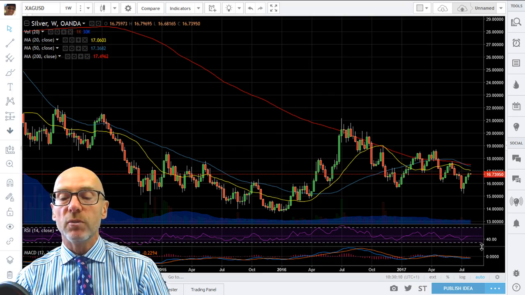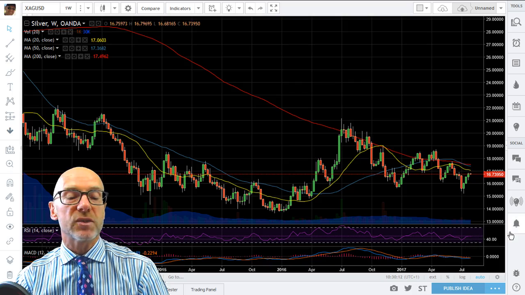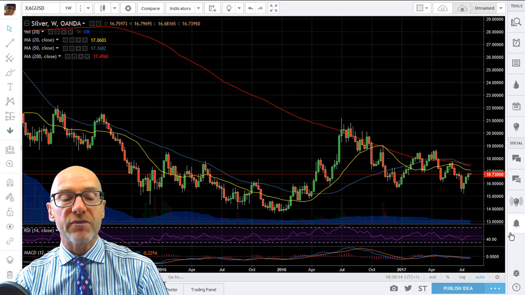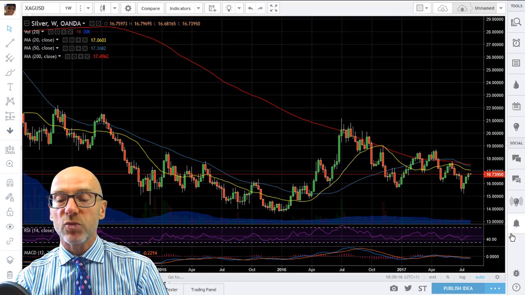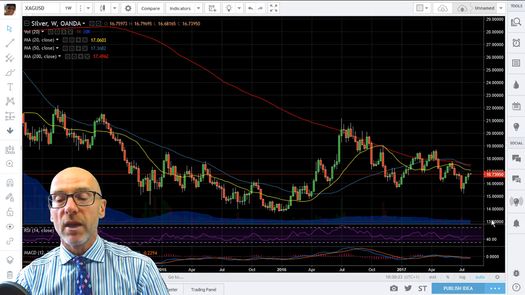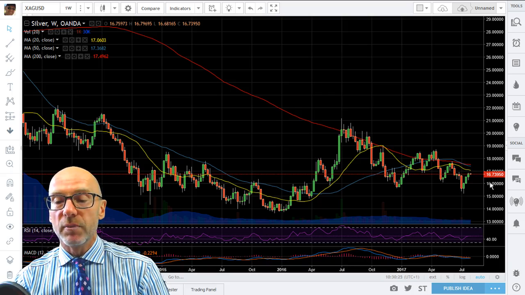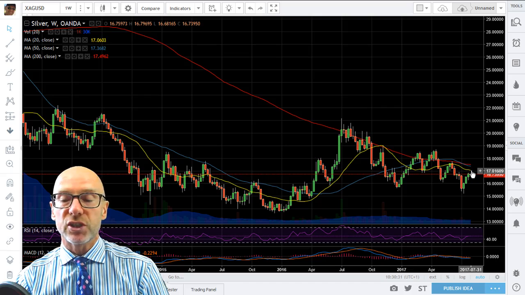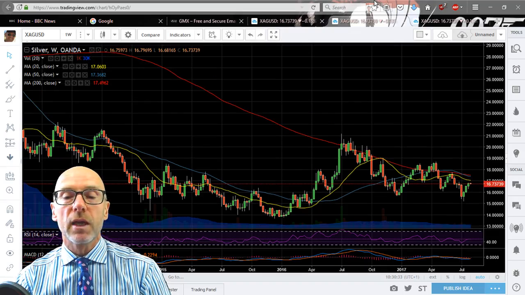Also, momentum, although it has picked up slightly, the RSI is still below 50, at 47.63, and the MACD, although the differential has narrowed, they are still moving downwards. On this chart, you'd expect any rally up to 17 would then find resistance before pulling back.